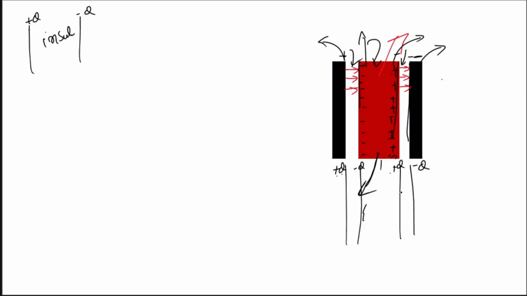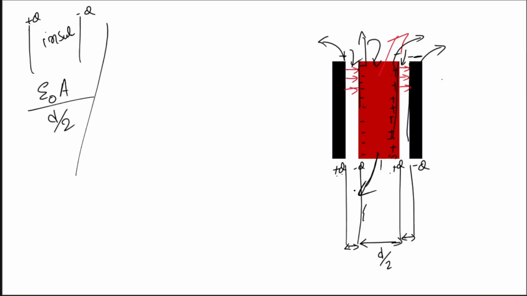And if you have a little knowledge of inserting a dielectric between the plates of a capacitor, here it is a conductor occupying a space d by 2. The left space is d by 4 here and d by 4 here. The left portion, without any conductor, has capacitance epsilon naught A by whatever separation is left. So d by 4 here, d by 4 here, and d by 2. You can directly write it like this. If this is not clear, write the two capacitors in series and try to combine them.